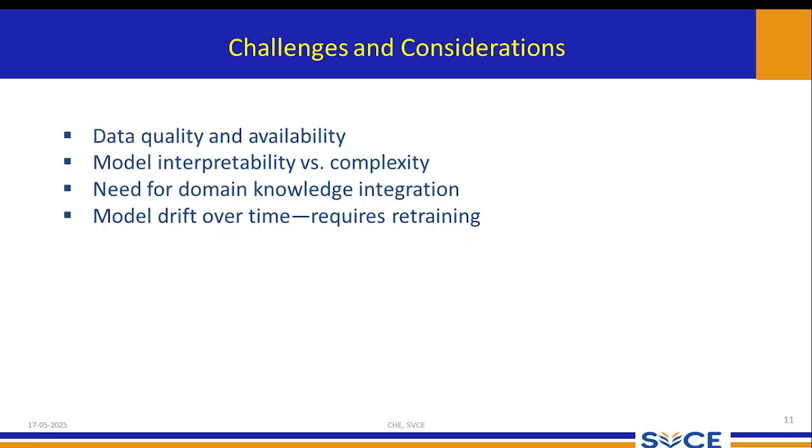Where sometimes the domain knowledge overrules the accuracy, and that will help you in many cases in the explanation with authorities like regulatory agencies like USCPA and the allowing authority which will allow you to run the process. Okay, so the model drifts over time, which requires retraining. So these are the challenges and considerations for model predictive control.